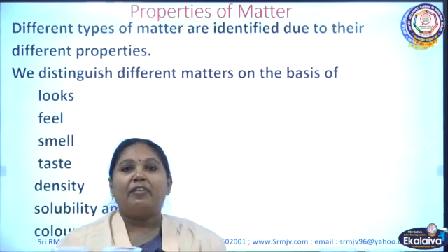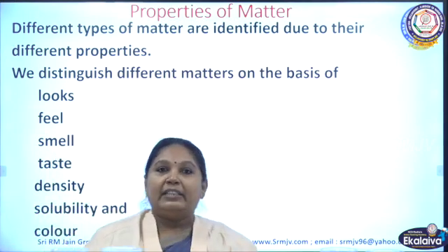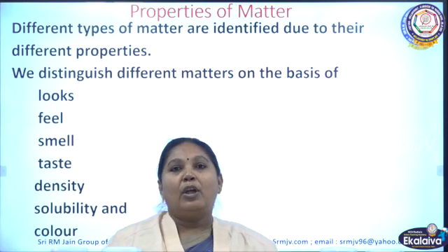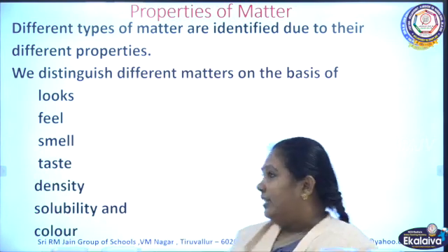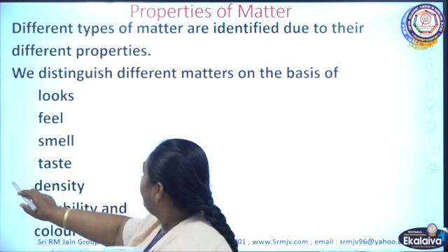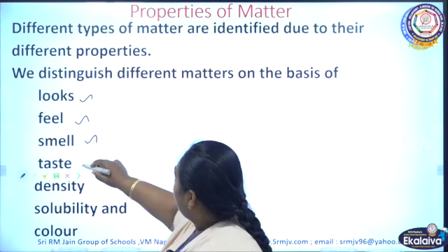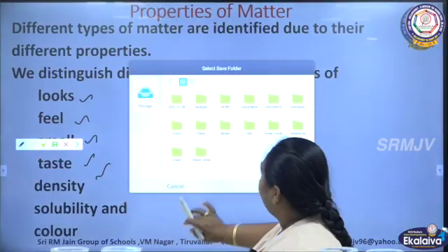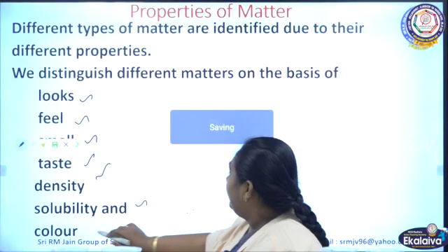We can see the properties of matter. Different types of matter are identified by their different properties. Each material has its own property. We can distinguish different materials on the basis of looks, feel, smell, taste, density, solubility and color.